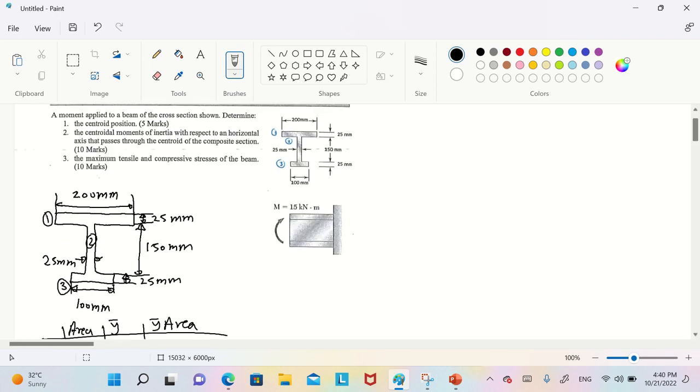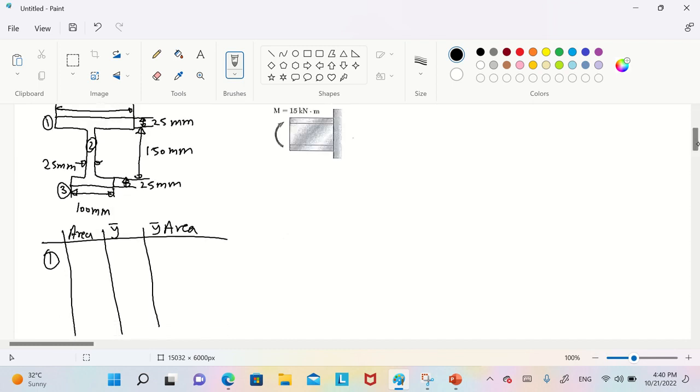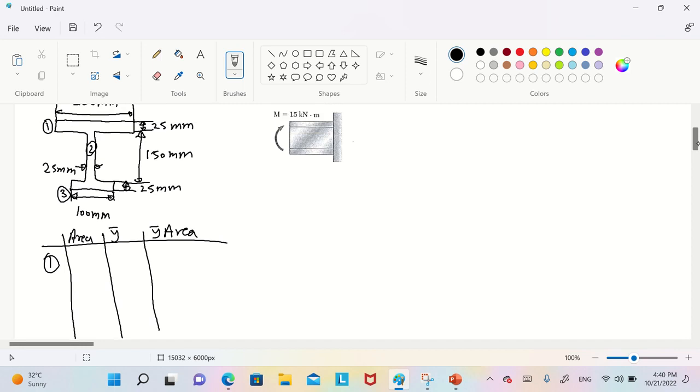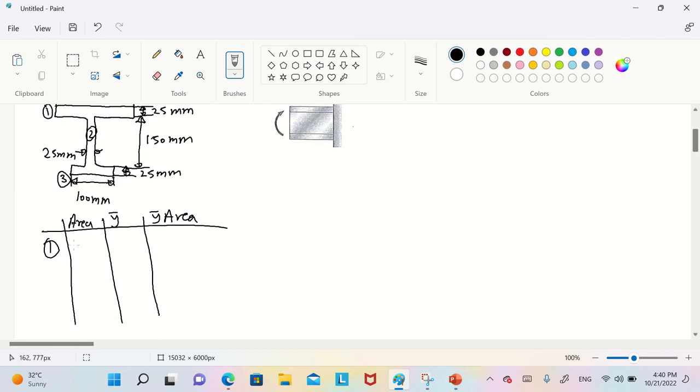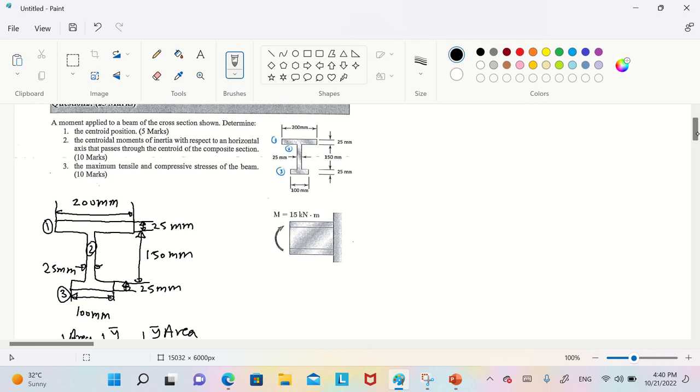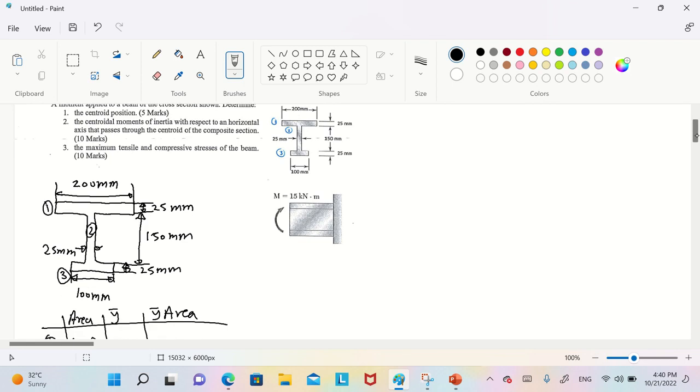The area of number 1 is the base multiplied by the height. So the base is 200 and the height is 25. So 200 multiplied by 25 is 5000. Okay, now we need to find the y bar for the first one.